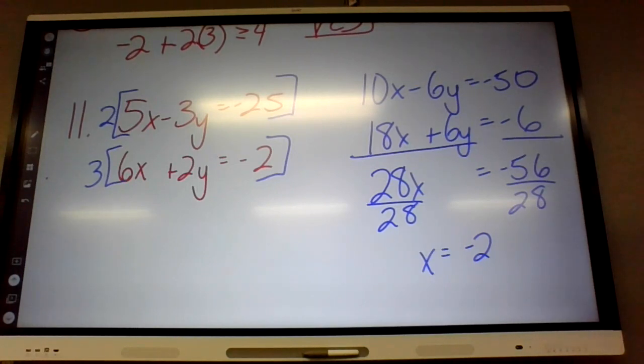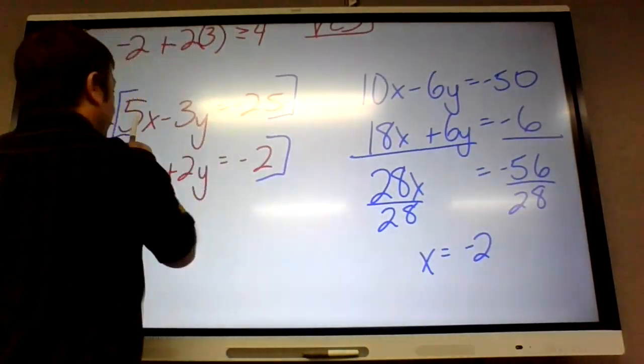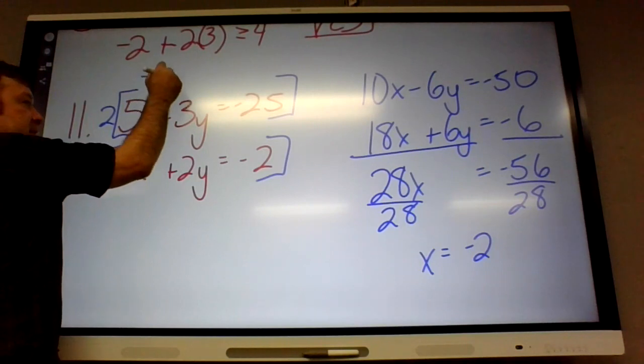Okay, so I got x is negative 2. I'm going to put that maybe right here. 5 times negative 2 is negative 10.